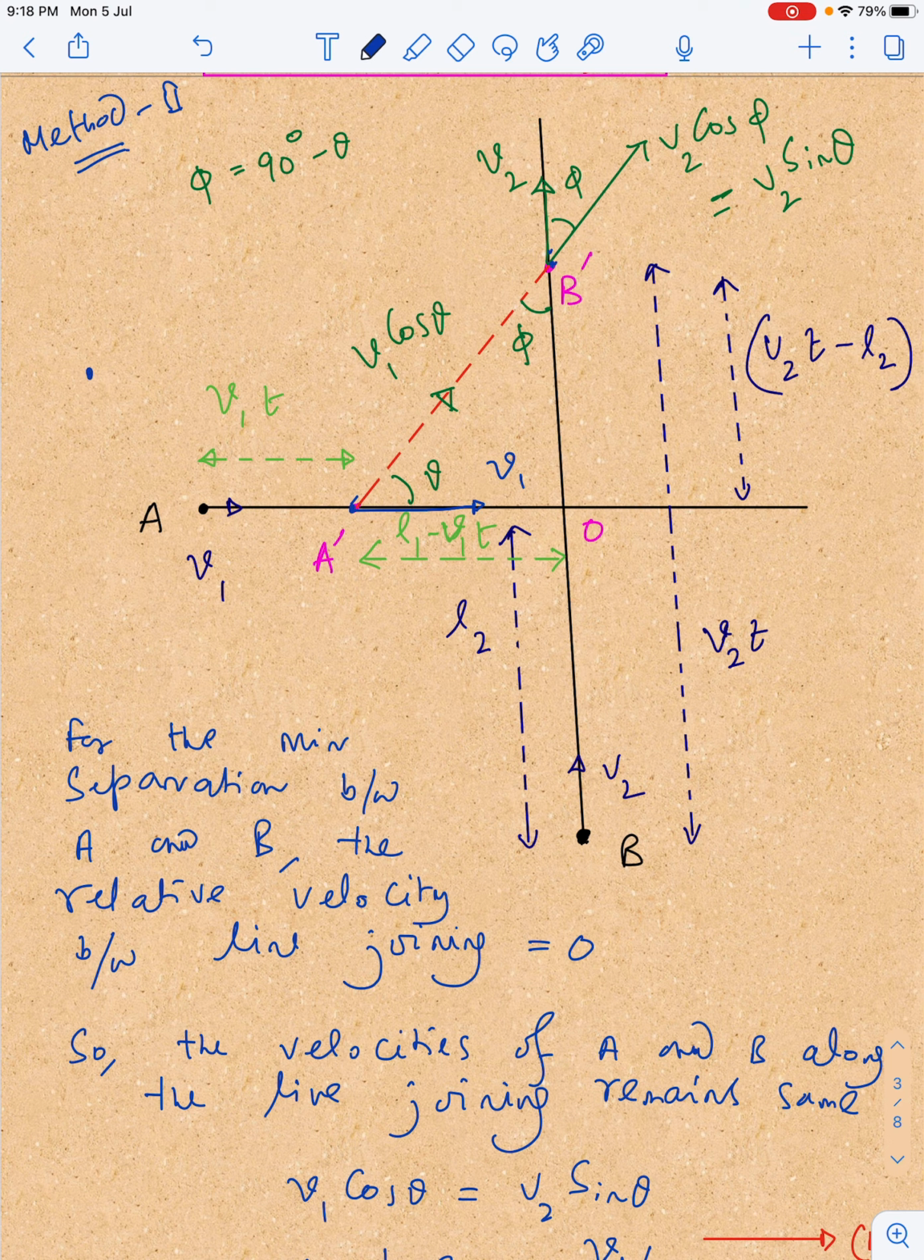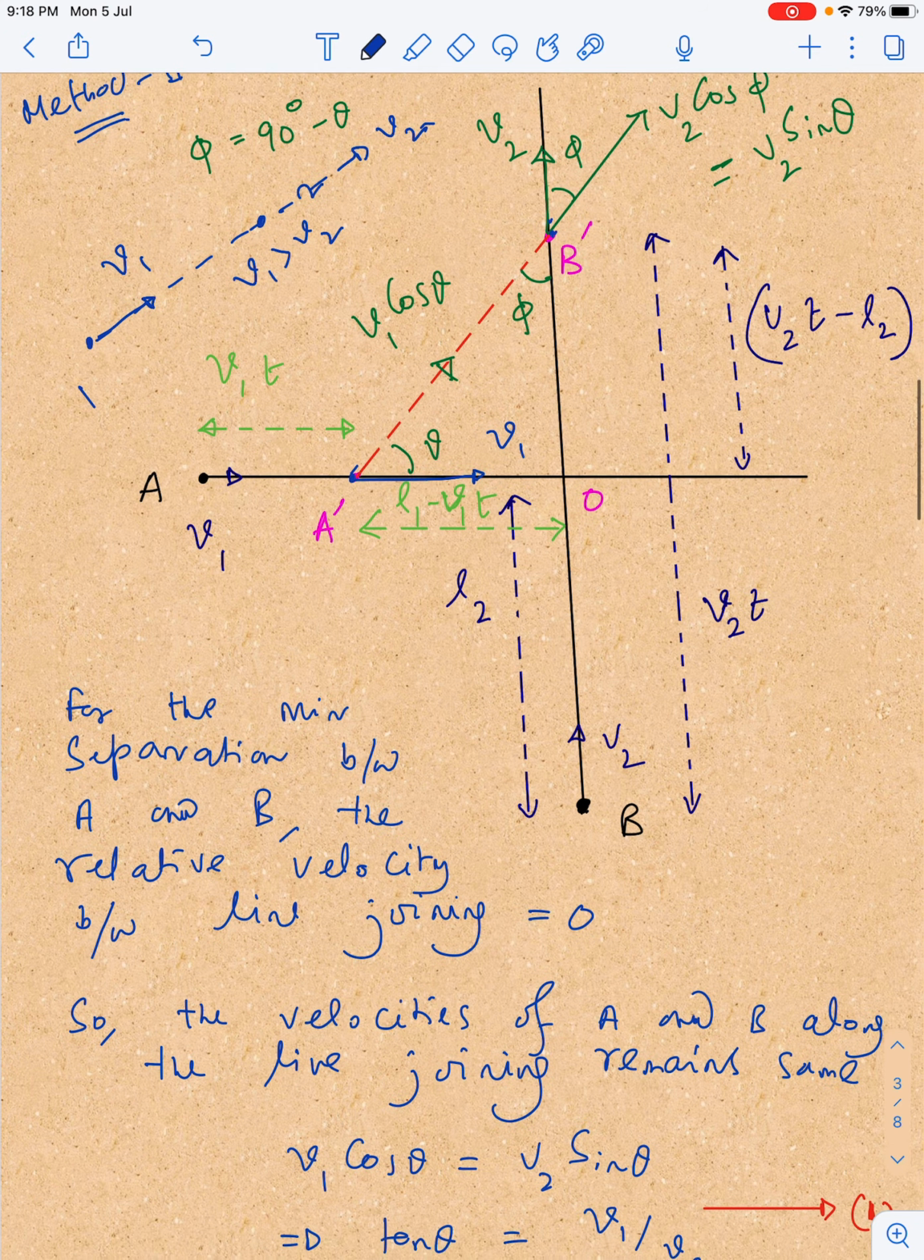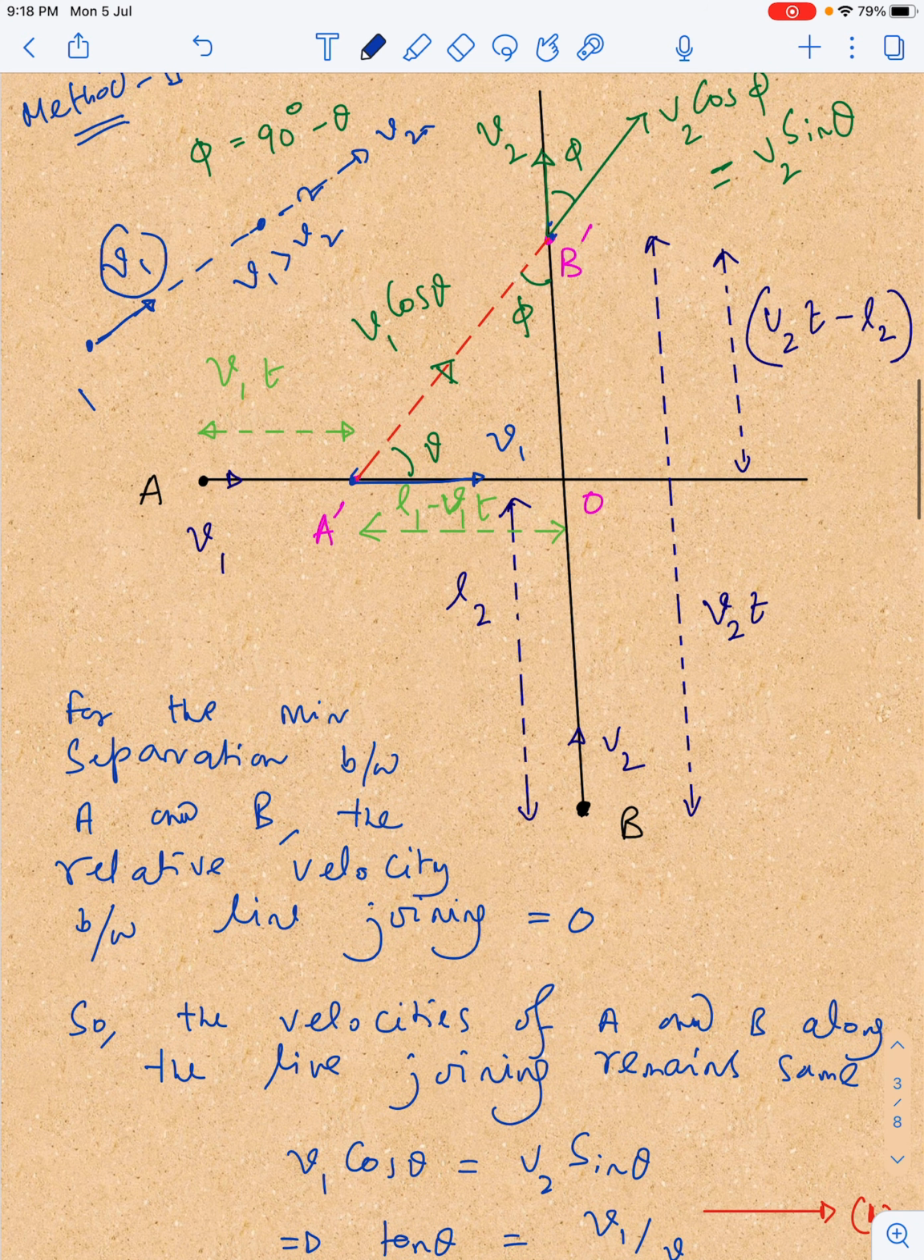Suppose there are two particles 1 and 2, and this is the line joining between them. One has velocity in the direction v1 and 2 has velocity in the direction v2. So if there is any anomaly between the magnitudes of v1 and v2, if v1 is greater than v2, then the separation between them will decrease, right?